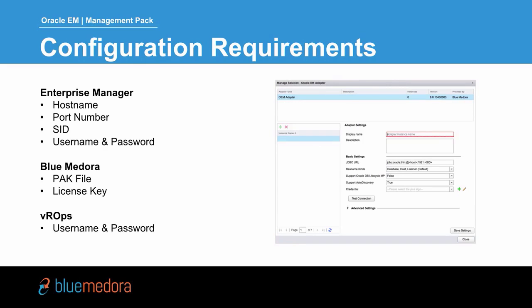During this guide, you'll need to have a couple of configuration requirements ready. For Enterprise Manager, please have your hostname, port number, SID, username, and password ready. BlueMedora should have also provided you with a pack file and a license key. Have those on hand. And finally, for vROps, have your username and password ready.